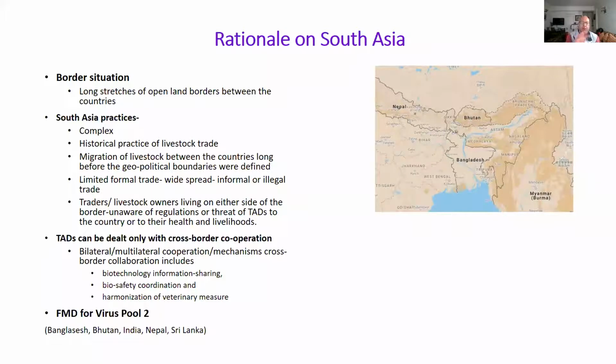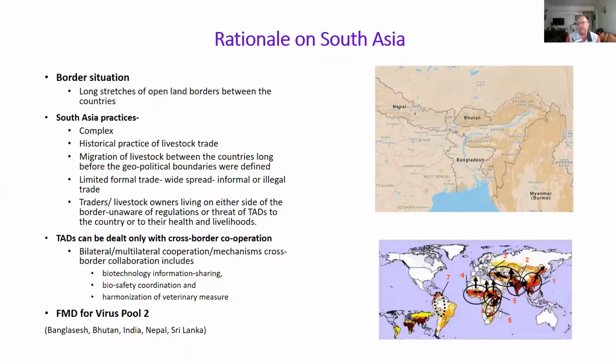And then, based on those unique South Asian practices, FAO and OIE work with member country consensus. One example I'm giving, the last bullet, is FMD virus pool 2. What do I mean by that? The FMD viruses in pool 2 are very similar. You can see the viruses as circles in the right-hand picture: number 1, 2, 3, 4, 5, 6, 7. They have different pools. They are categorized in different pools.